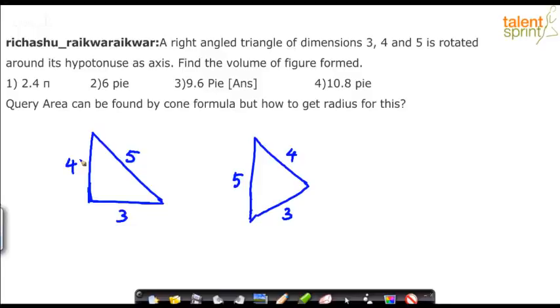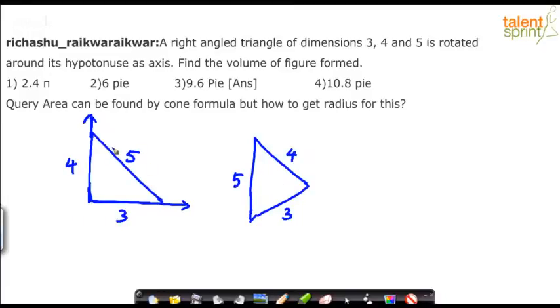Why cone? Basically, try to look at this right angle triangle here, right? If you rotate along this perpendicular axis, this is the perpendicular side, this is the base. So if you rotate this along the perpendicular line, which is equal to 4, what happens? We'll form a cone, right? We'll form a cone for which the height will be 4, the slant length will be 5, and the radius of the base will be 3. But here, that's what Richa says, what should we take as the radius?